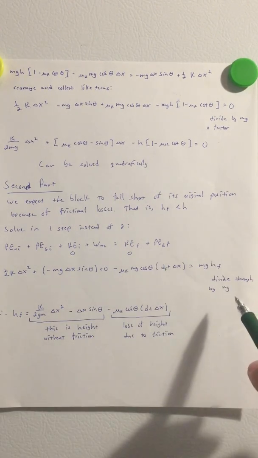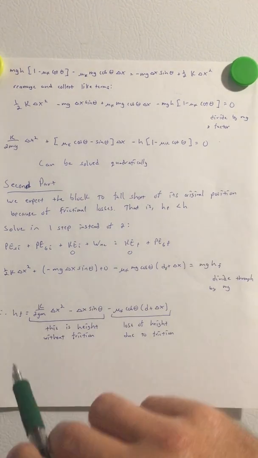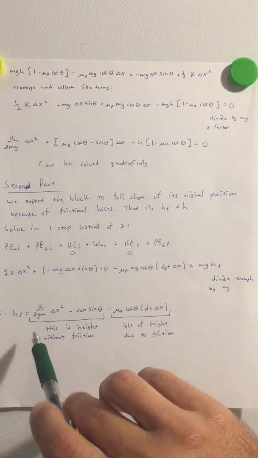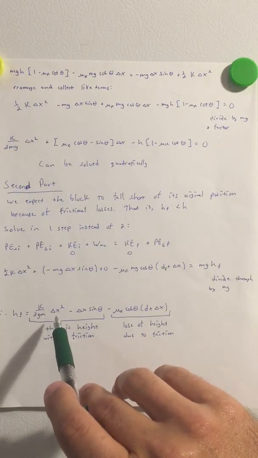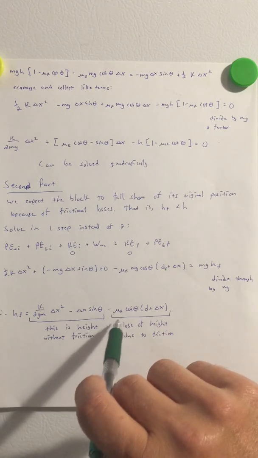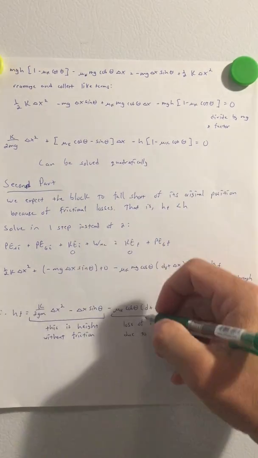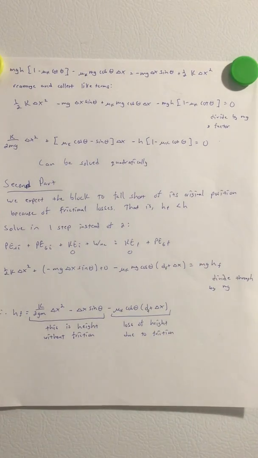So what I'm going to do here is divide through by mg to clean this up a little bit. What I get here is the final height is equal to this stuff, k over 2 mg delta x squared minus delta x sine theta minus mu k cosine theta times this parentheses term, d plus delta x, which again should be d final. And this tells me my final height.